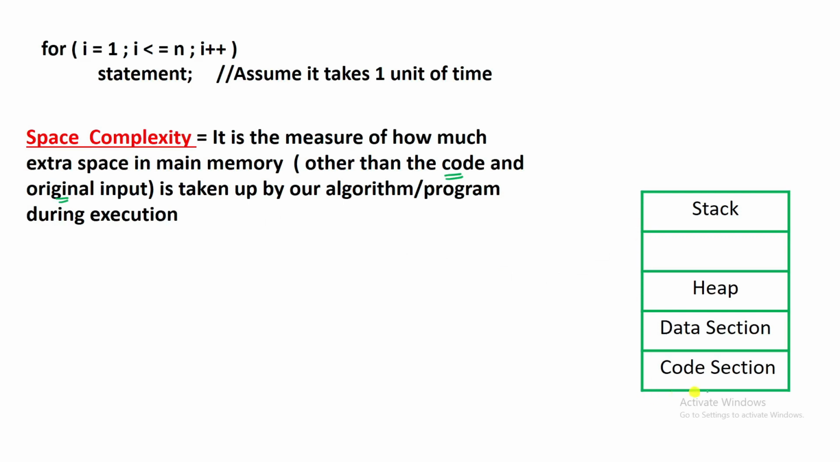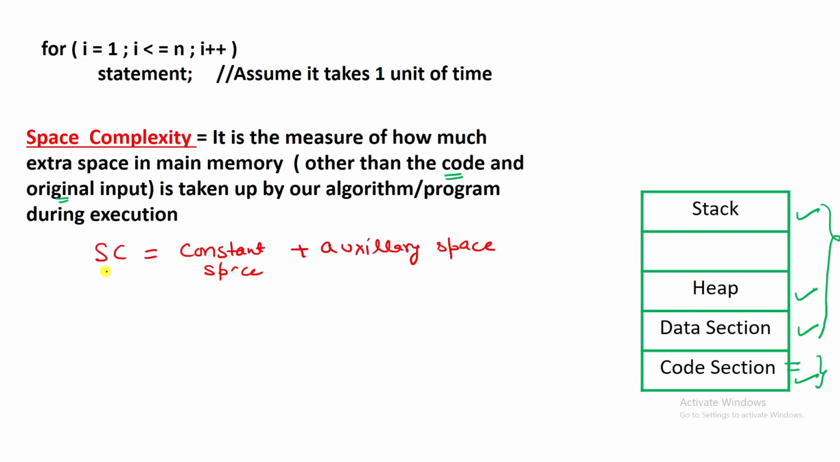So you can see here we have the main memory. The instructions of your code will be kept here, but they will not account for the space complexity. The things which are present here and here will actually take part in finding the space complexity. As you know, space complexity is constant space plus some auxiliary space. Auxiliary means extra space. So the space taken here by your code will be called auxiliary space. In this code snippet, what will be the space complexity?